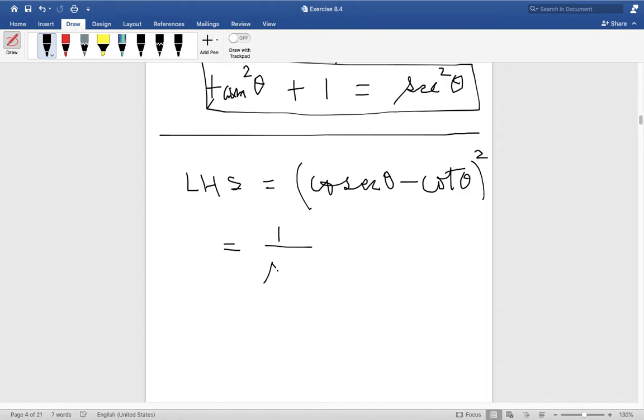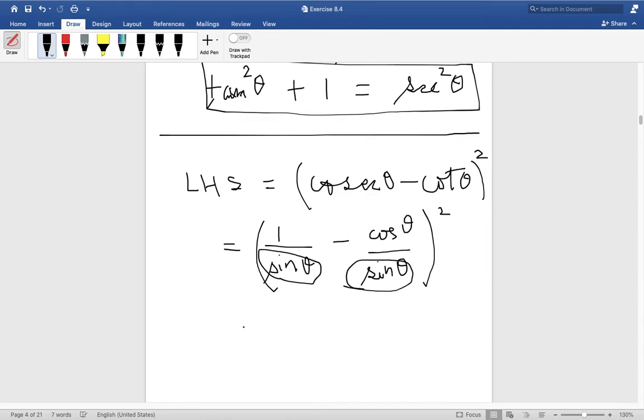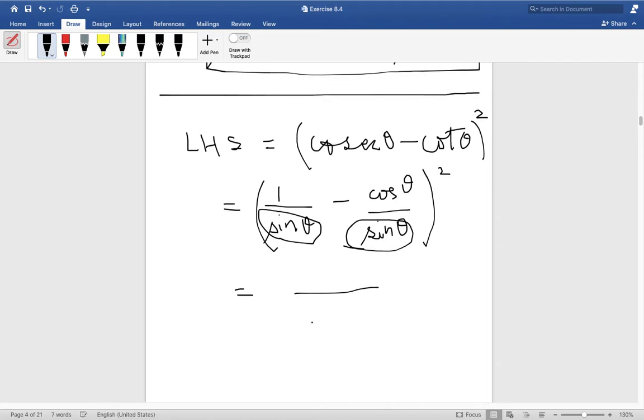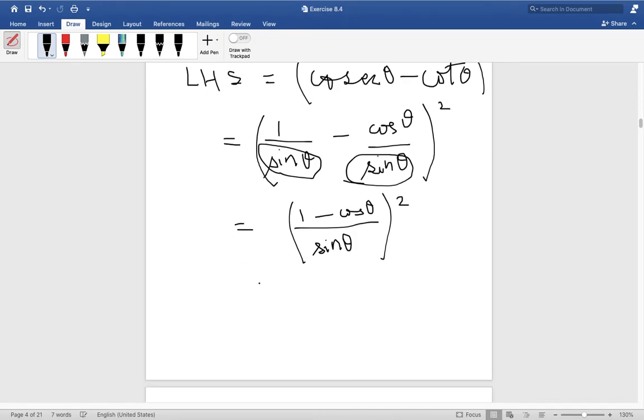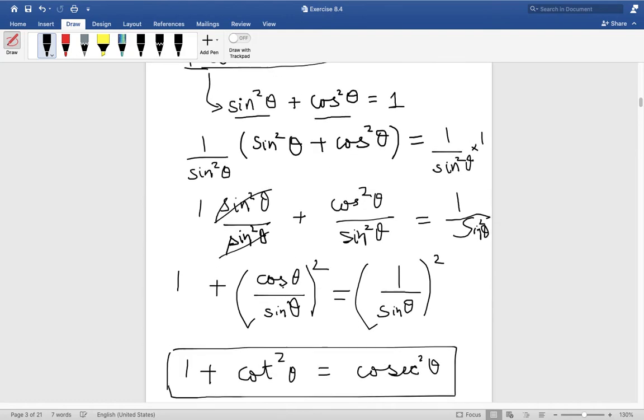So cosecant theta, we know, is the reciprocal of sine theta, that is 1 upon sine theta, and cot theta we know is cos theta by sine theta. This is whole squared. As you can see, the LCM is sine theta in both of these terms, so we can write it simply as 1 minus cos theta by sine theta. Easy. Now we have a square on the top and on the bottom, so I will write it like this: 1 minus cos theta whole square by sine squared theta.